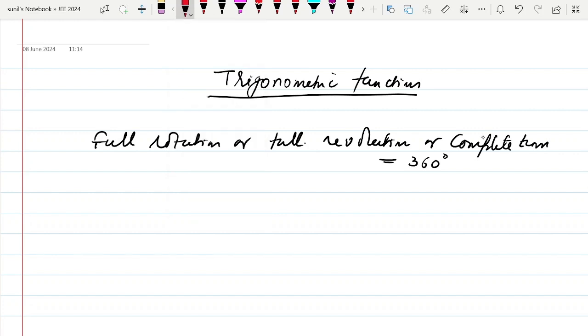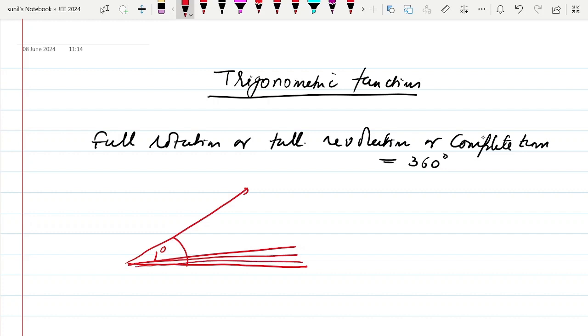Now we further divide it. Suppose this is your 1 degree angle, although this angle is not so big, but for reference I'm taking this angle as 1 degree. Suppose I divide this 1 degree angle into 60 equal parts like this, then each part is known as a minute. So therefore 1 degree is equal to 60 minutes. A single dash denotes the minutes.